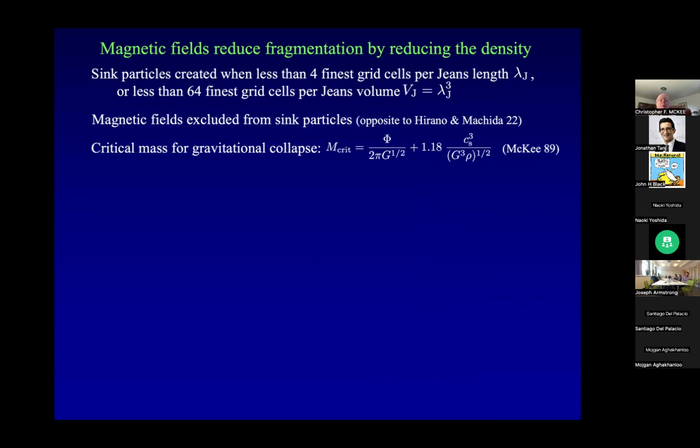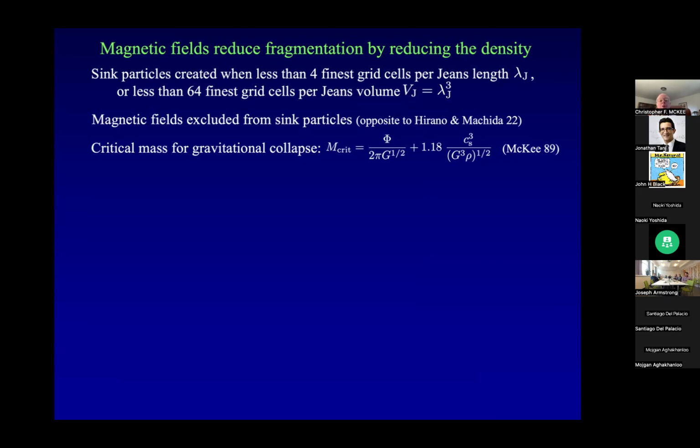So when we create sink particles, when they're less than 4 finest grid cells per Jeans length, or a Jeans volume of less than 64. This had been recommended based on earlier simulations by Federrath et al. So we exclude magnetic fields from sink particles, and that's because if you look at stars today, they have very weak fields compared to the field they would have had they retained their interstellar field. And I note that this is opposite to the assumption in the recent simulation by Hirano and Machida.